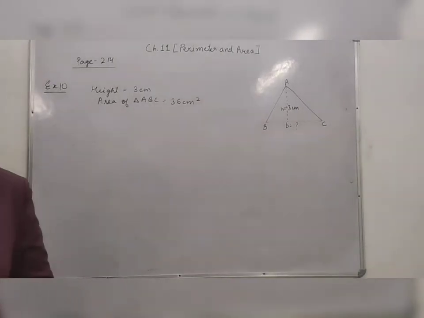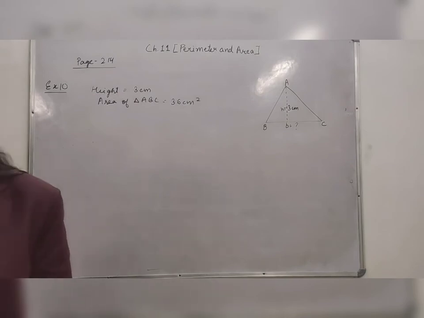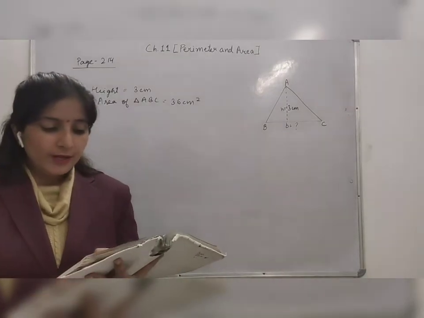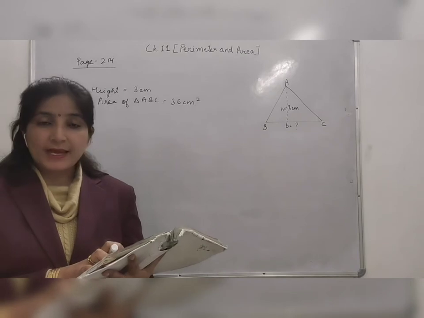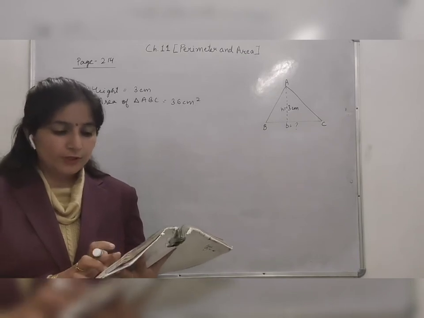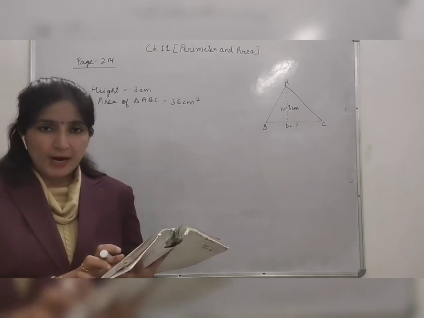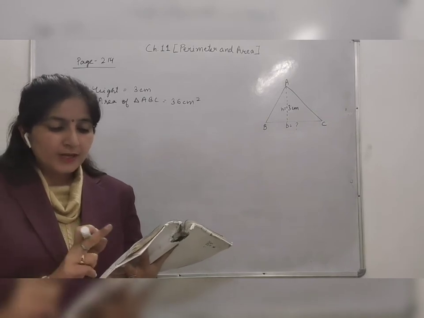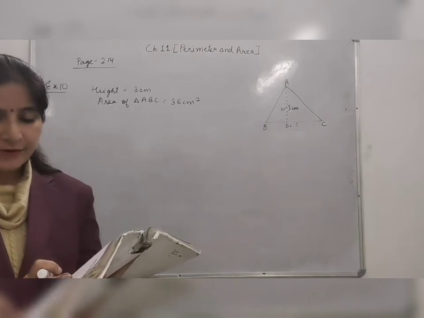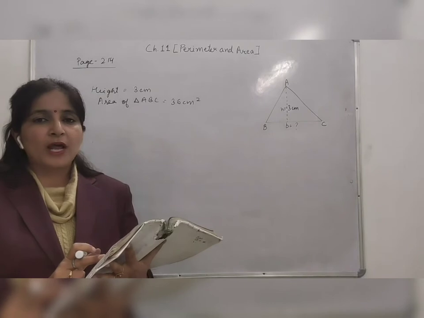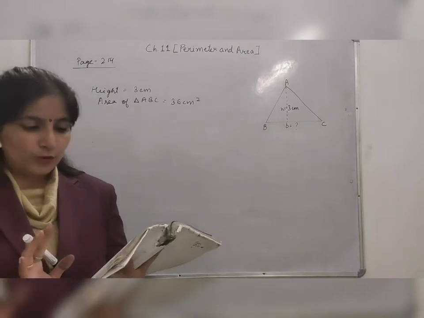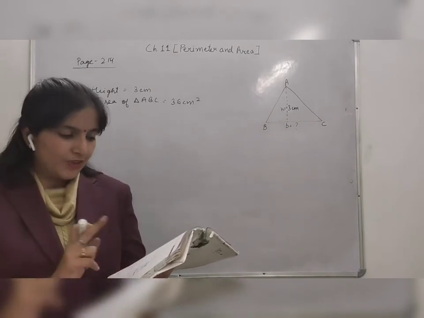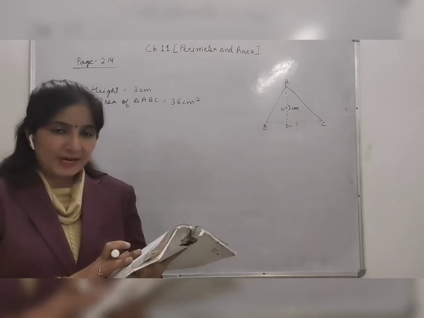Now students, let us discuss example number 10. Let me tell you one thing. Example number 9 is also there, in which the height and the base of the triangle are given. So by simply applying the formula half into base into height, you can find out the area. You do it yourself. Just practice it in rough.